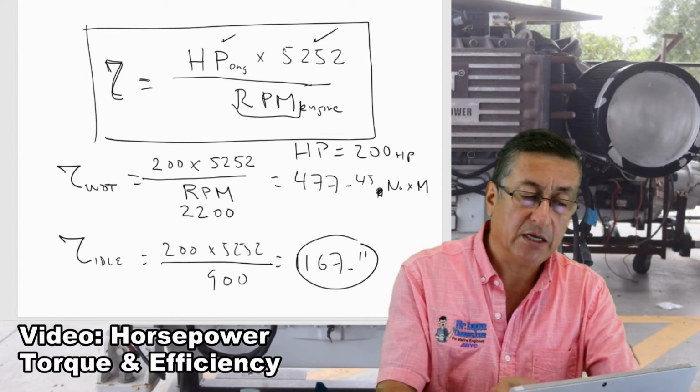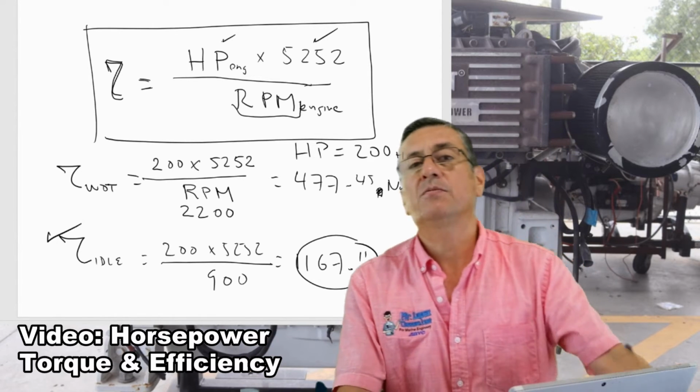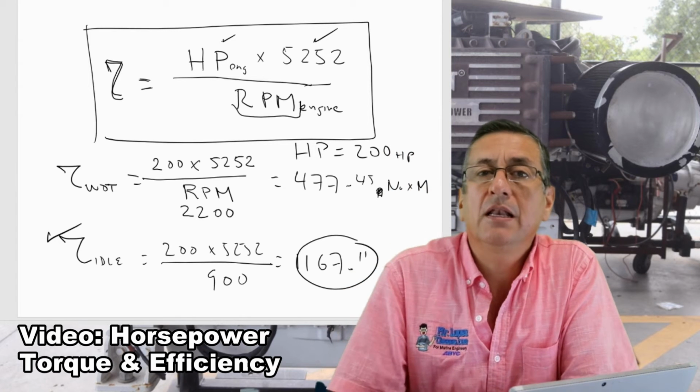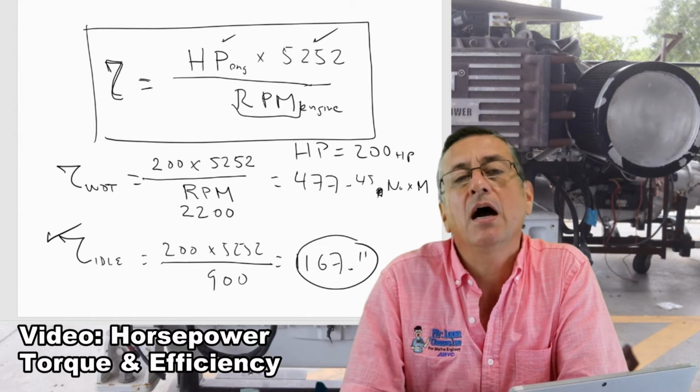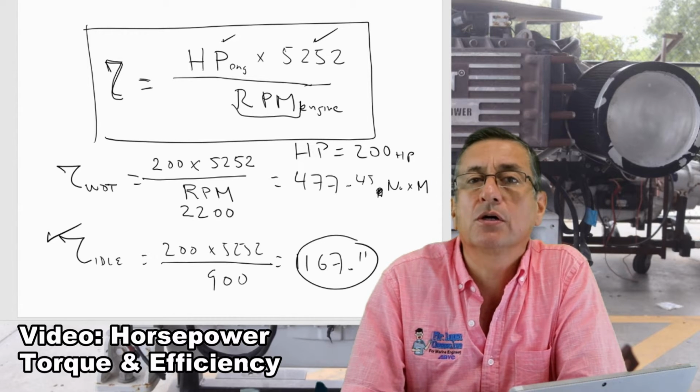This one is bigger, the torque in idle. Yes, my friends, less RPMs produce more torque. High RPMs produce less torque. How is the curve of the torque?